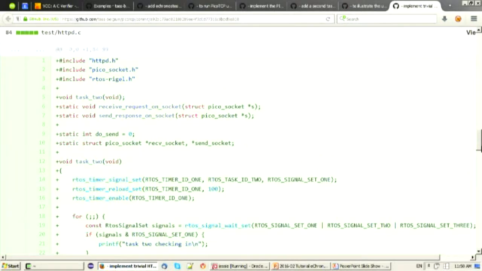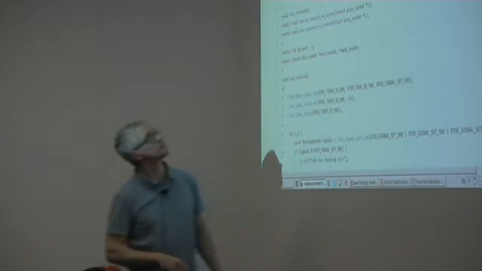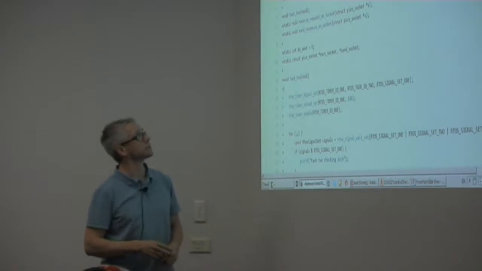HTTPD, the implementation here, I'll just point out a few things. There's task two again. We moved that into this C file just because that's a bit nicer. We now have a couple of static functions because the first task doesn't need to care about them. We just leave them local to this file. Makes it a little bit easier to handle. We need to handle a receive and a send event on the socket.